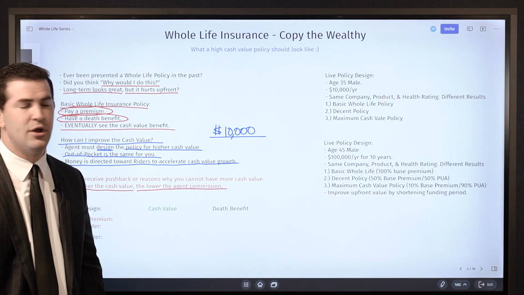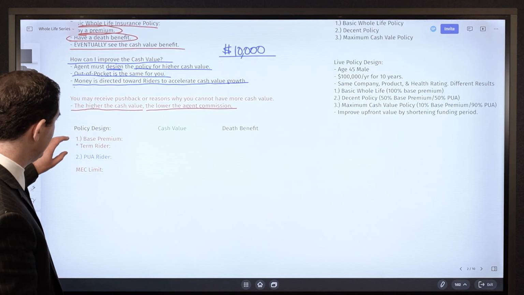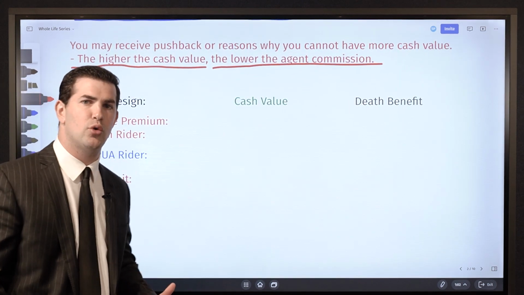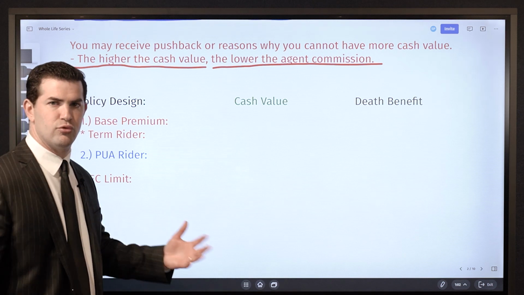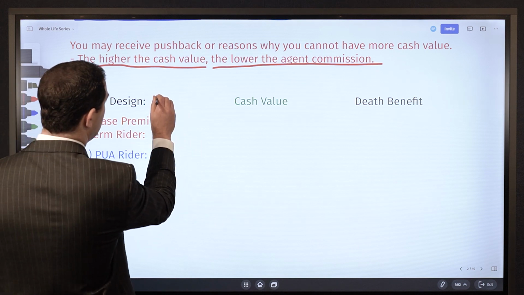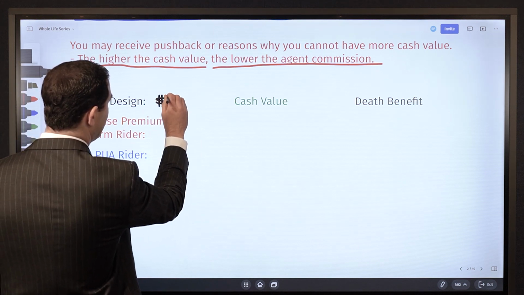Simple as that. So when we look at policy design here, going back to where I mentioned, you can choose where your money goes, toward the insurance premium or toward riders. So here's the big thing here. Let's assume you're going to pay in $10,000 per year.